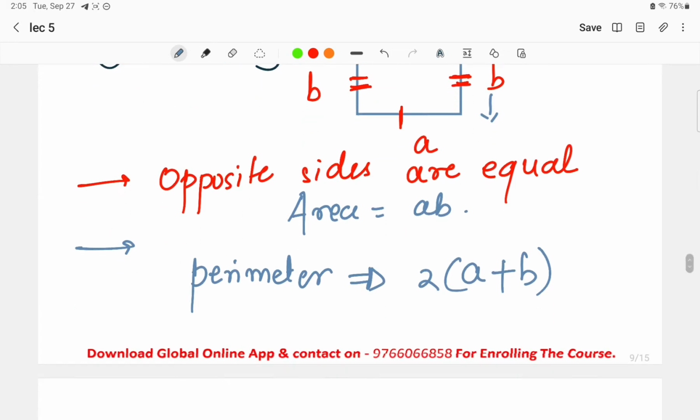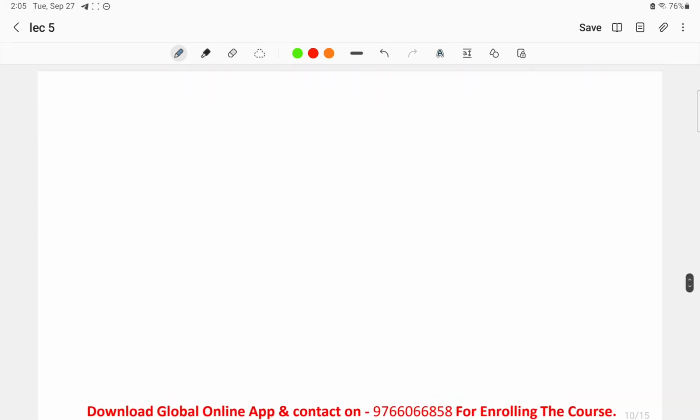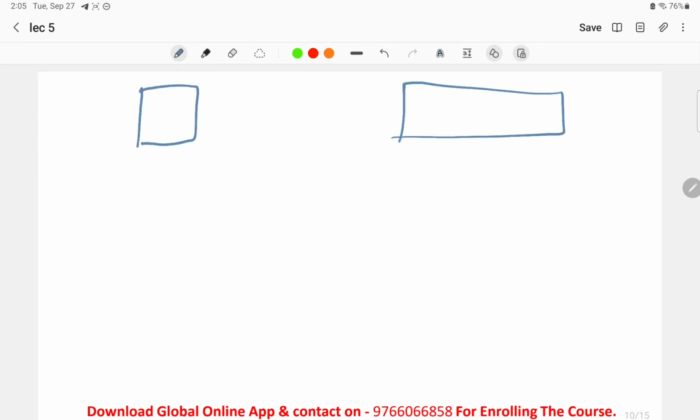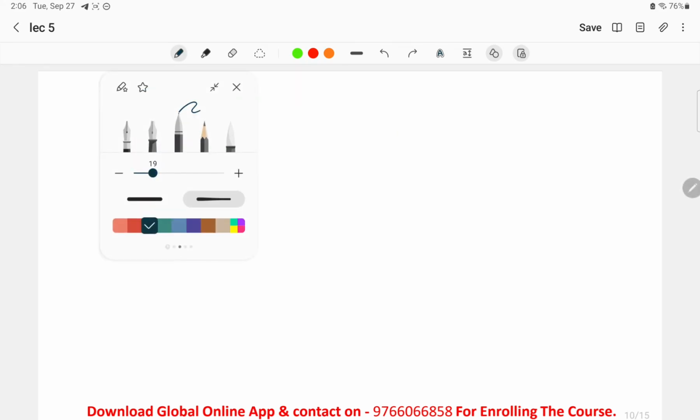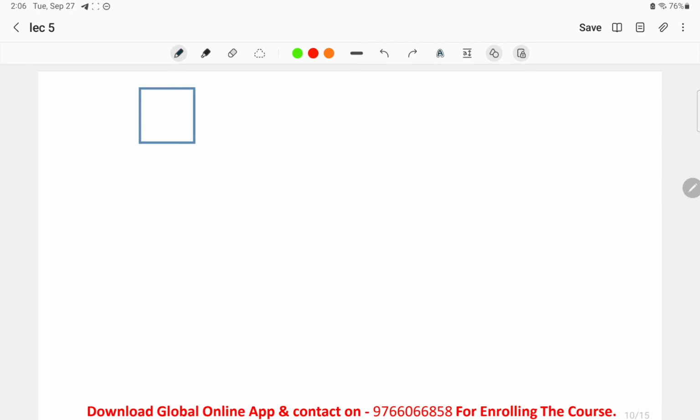Now in case of square and rectangle, for the 2D structures, let us see that. For example, this is a square and this is a rectangle. The one thing that I forgot to tell you over here is the diagonal. For the square, if we are considering this as a square where all the sides are A, and this is the diagonal.